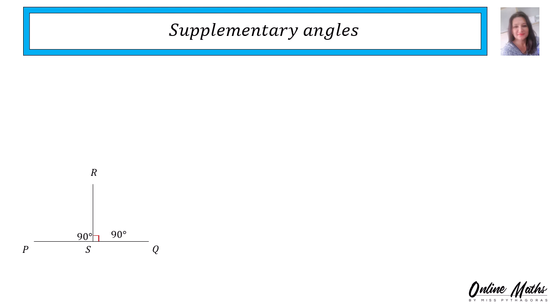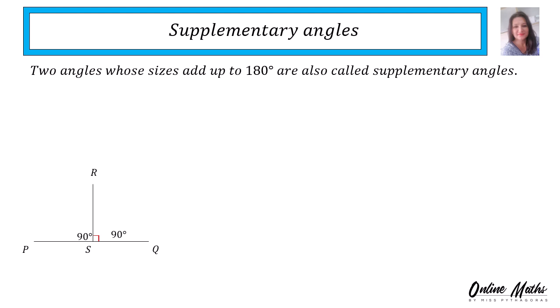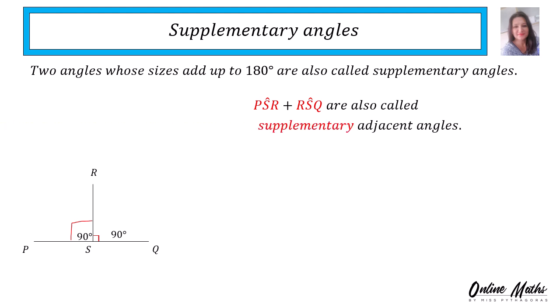There is also something we call supplementary angles. Two angles whose sizes add up to 180 degrees are called supplementary angles. Angle PSR, this angle, plus angle RSQ, are called supplementary adjacent angles, since they share the same line, RS, and they share the same vertex there at S.